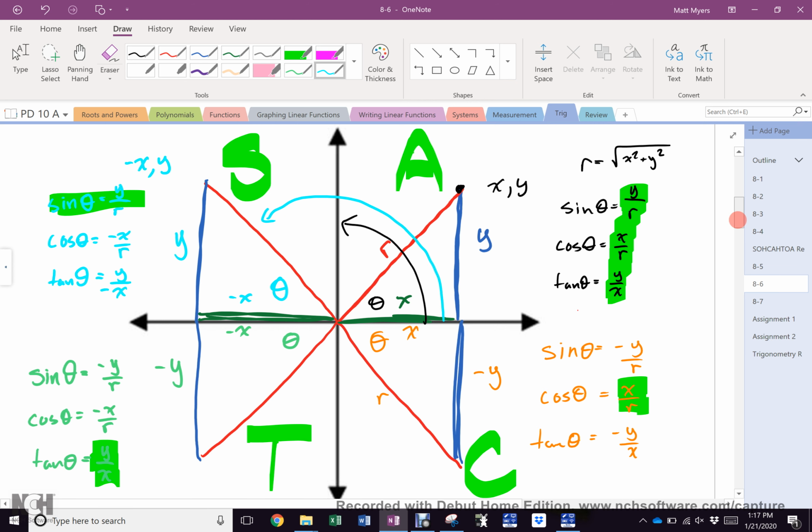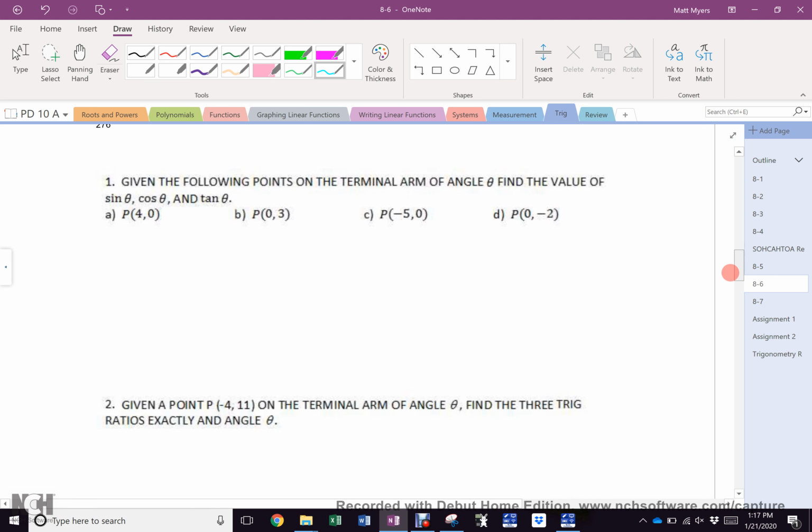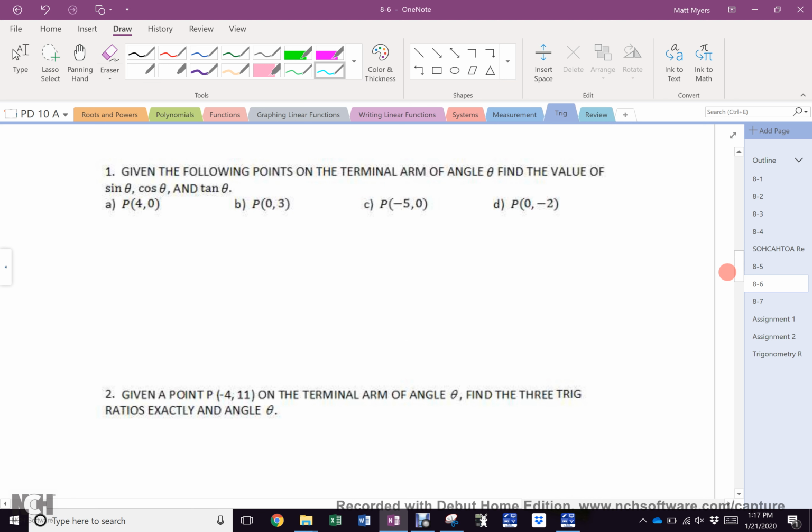All right. Let's apply some of this knowledge. Number 1. 4,0 would be right there, yes? That's the terminal arm, right? Well, the terminal arm is right on top of the initial arm, yes? So did it move at all? No. So that would be 0 degrees, yes?